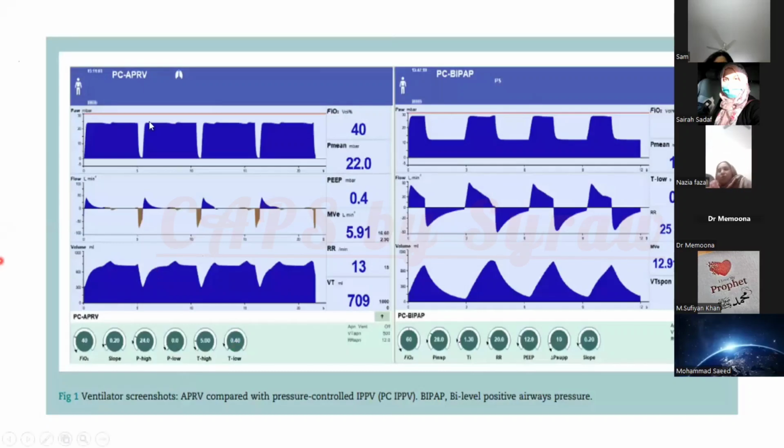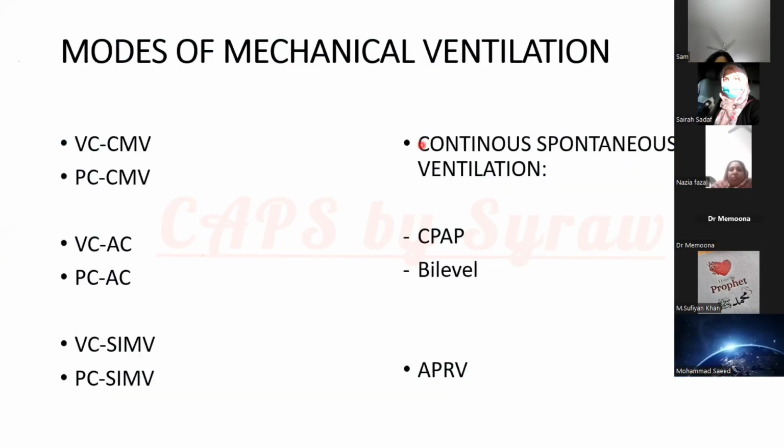On the left side of the screen, this is APRV. If you look at the pressure-time graph, most of the time of a breath cycle is spent during inspiration, and there's just a brief pause where there is pressure release. This is known as the expiratory phase. However, in BiPAP or bi-level mode, which is more like the conventional modes, you have synchrony between the I and E time.